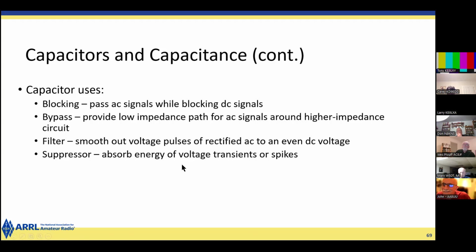And then suppressor circuits. Sometimes you want to just absorb the energy of a voltage spike or a voltage transient, which contains very little power, but also has voltages that can damage other components. Now, this is not the same thing as a lightning arrestor, but you'll sometimes see capacitors used to absorb voltage spikes in a circuit.